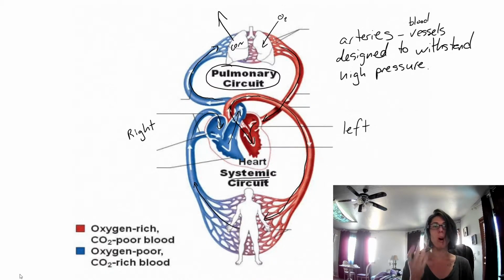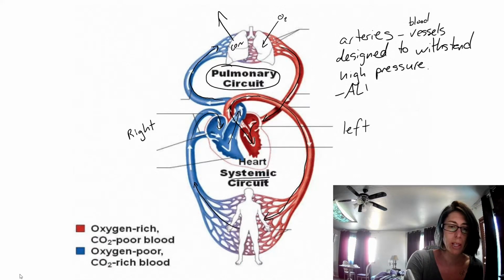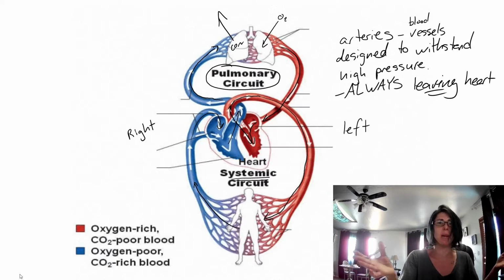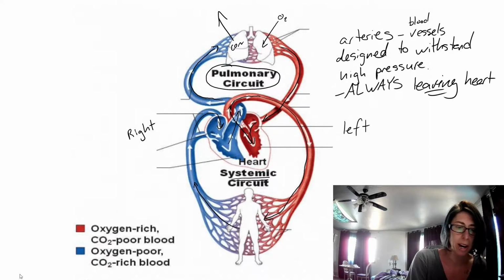Arteries are always leaving the heart, because the blood going out of the heart is at high pressure. So where is an artery?